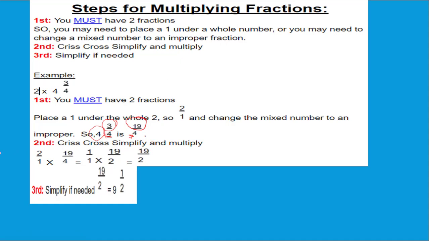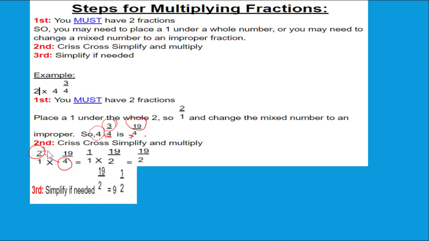Step 2, we're going to crisscross simplify. The reason we do this here is just because it's easier to do it now instead of at the end of the problem. When we crisscross simplify, we're going to look at the 2 and crisscross to the 4. What can both of those be divided by? Well, they're even, so they can both be divided by 2.